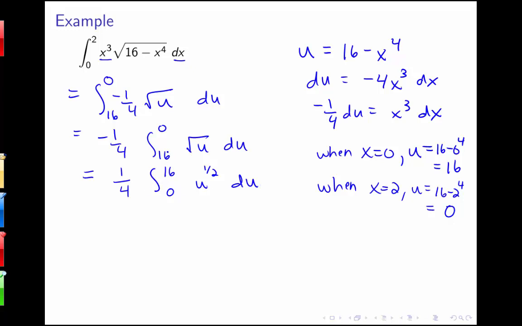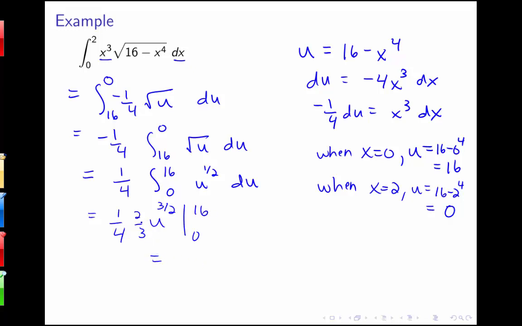Okay, so we can switch the order of these limits as long as we multiply by negative 1. So both of these two integrals here are equivalent to what I was originally interested in finding. So now I've got 1/4 u to the 1/2 plus 1, so that's to the 3/2, divided by 3/2, or times 2/3, and evaluated from 0 to 16.